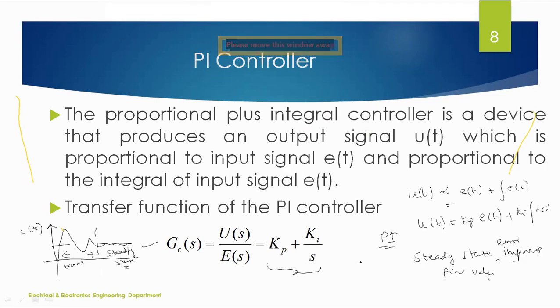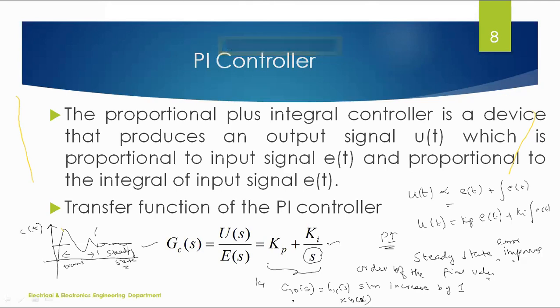This is the advantage, but the disadvantage is that whenever we introduce this PI controller, the order of the system is increased by 1. Because now we have Kp plus Ki, with denominator s, so when we multiply with G(s), obviously the order of the system will be increased. That is one big disadvantage of the PI controller.